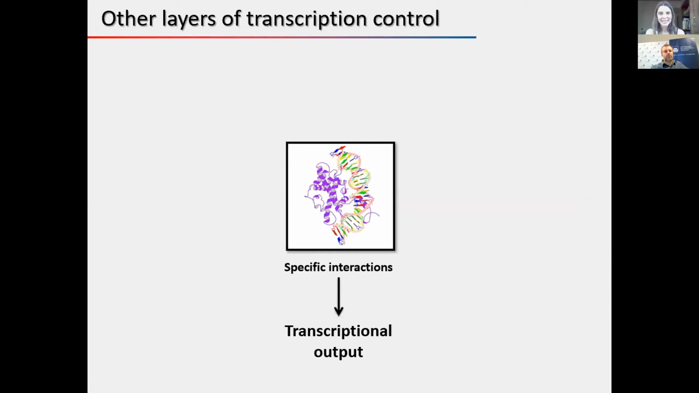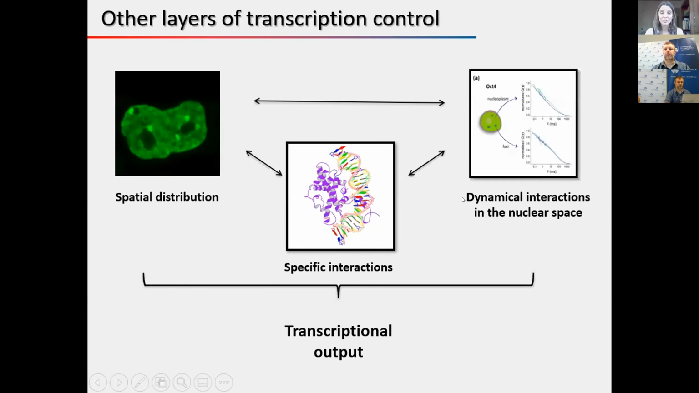Just as a final message, whenever we think about transcription, we focus on these specific interactions between the specific site and the transcription factor, for example. And indeed, we have to think about that, but also about how the transcription factor interacts with the multiple targets in the nucleus, and how they spatially distribute. All of this will finally end up in a given transcription output. So transcription is not only that, it's all these other layers of control.